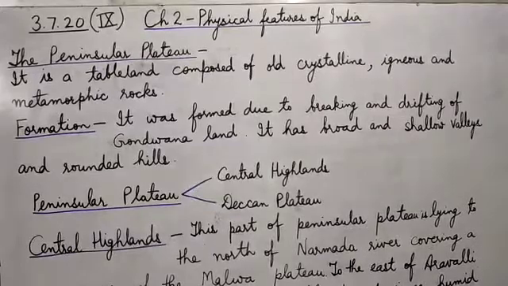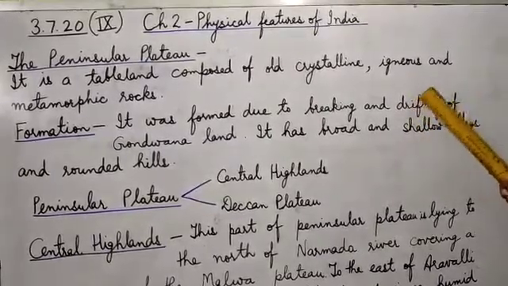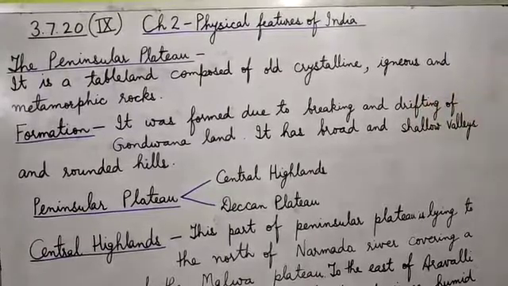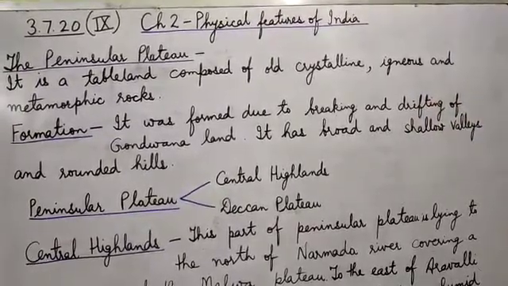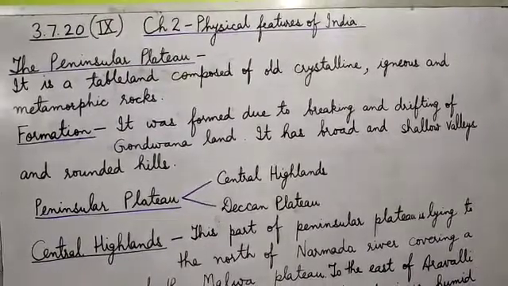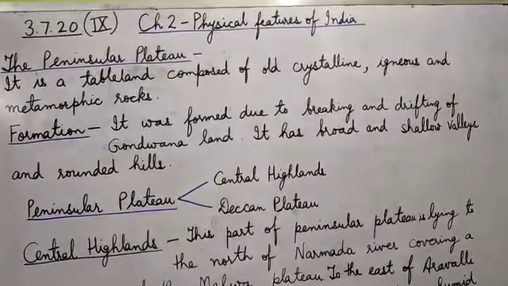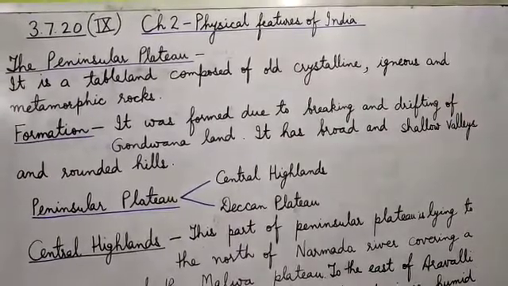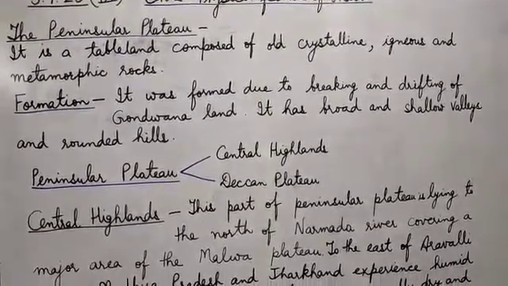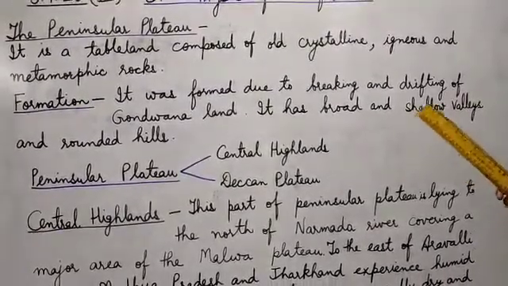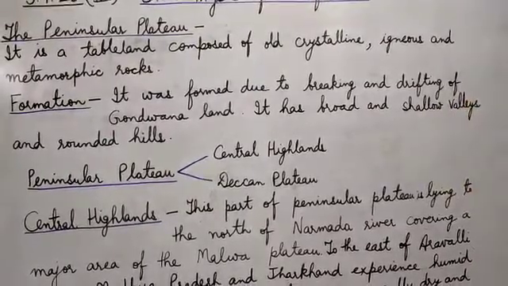So, a plateau is a tableland composed of old crystalline, igneous and metamorphic rock. One of the oldest parts of the Indian land mass is the peninsular plateau, and therefore it is composed of igneous and metamorphic rocks. How was this particular part of India formed? It was formed due to the breaking and drifting of Gondwana land.